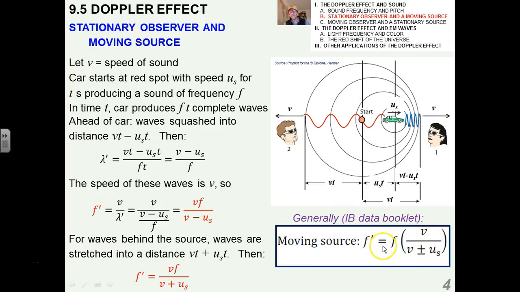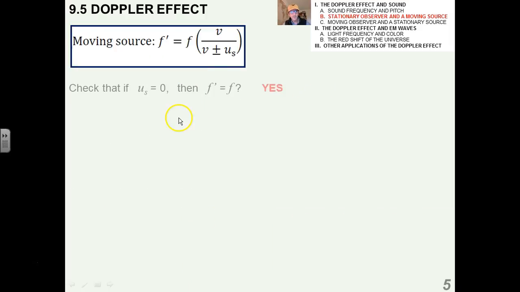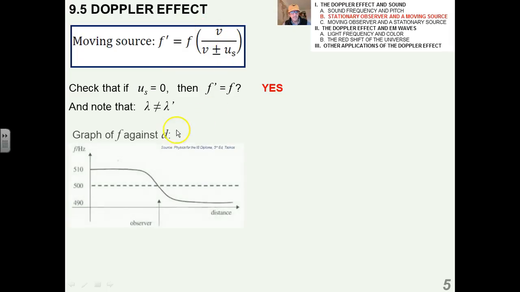So you see, the mathematics is maybe surprisingly complicated, but I know that you guys understand the actual overall philosophy and the big ideas behind the Doppler shift, okay? So we have a moving source. We're going to check: if the source is not moving, does f prime equal f? Yes, because this whole thing in parentheses is 0. And also notice that lambda does not equal lambda prime.